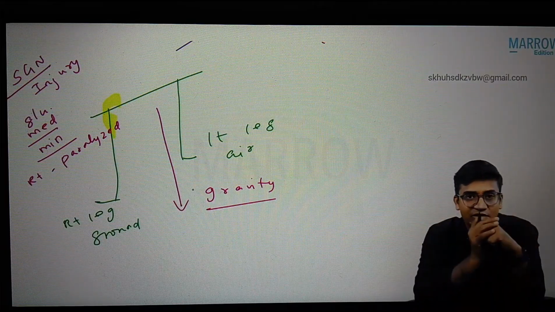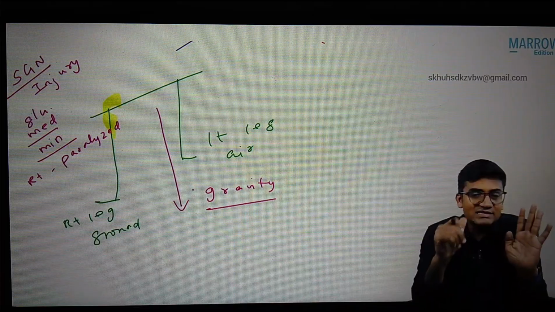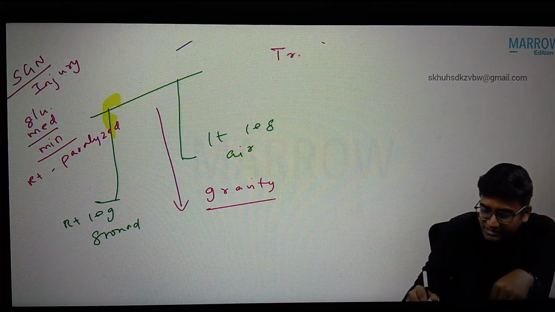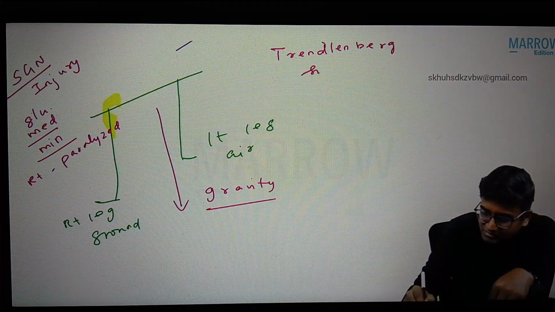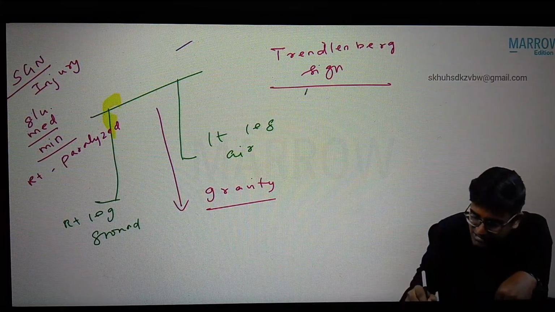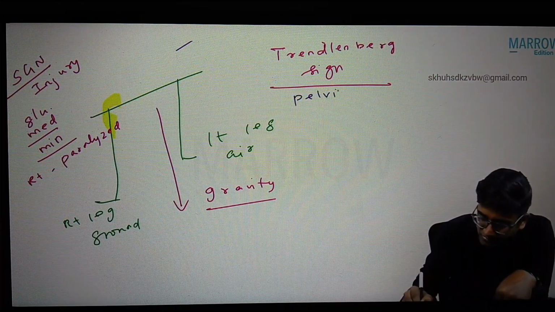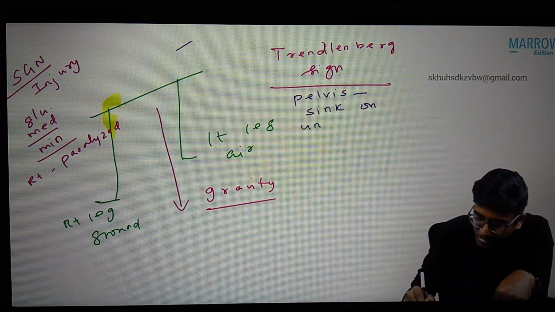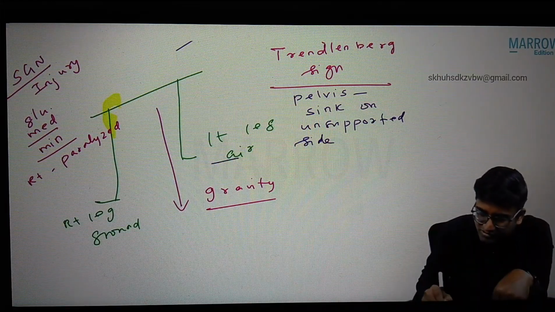When the patient is standing on the right side, it is not a normal side. Right side is the paralyzed side. Now this is called Trendelenburg sign. So now please write Trendelenburg sign. What is Trendelenburg sign? Trendelenburg sign is nothing but the pelvis sinking on the unsupported side. Yes, pelvis is sinking on the left side.